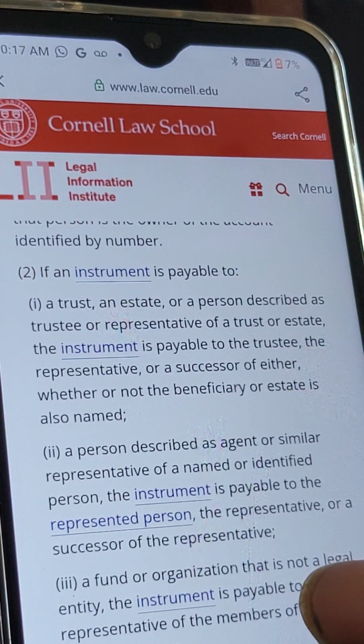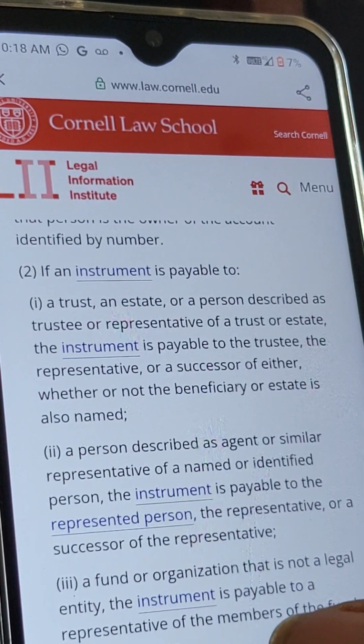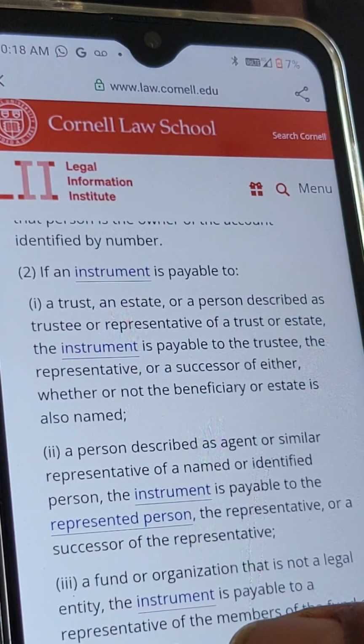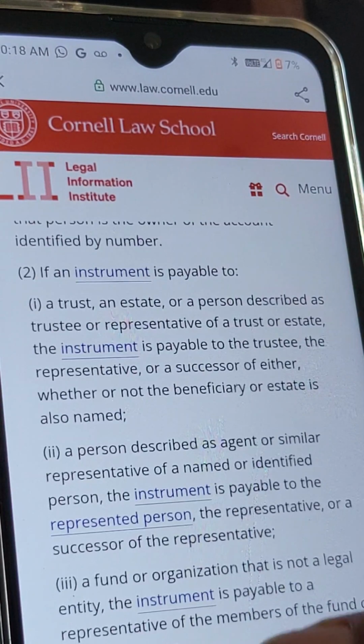So all these treasurers and stuff is the trustee. We are just the beneficiary or representative of a trust or estate. We are the representative of the trust and estate by way of birth certificate registered with the state of Louisiana. The instrument is payable to the trustee, the representative, or the successor, or either, whether or not the beneficiary or estate is also named.